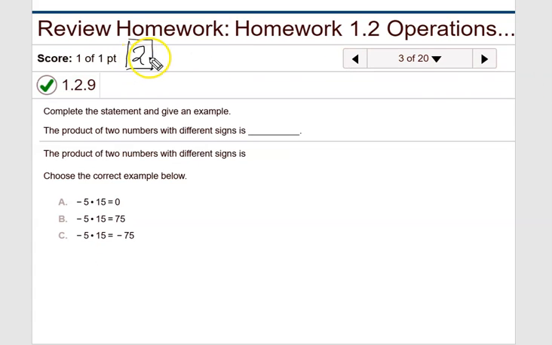All right, number 2, again, the statement. The product, now here we're indicating multiplication of two numbers with different signs. That would be, in a sense, one would be positive and one would be negative, results in what? And the answer is negative. And which would be an example of that? And if you said letter C, that is correct.